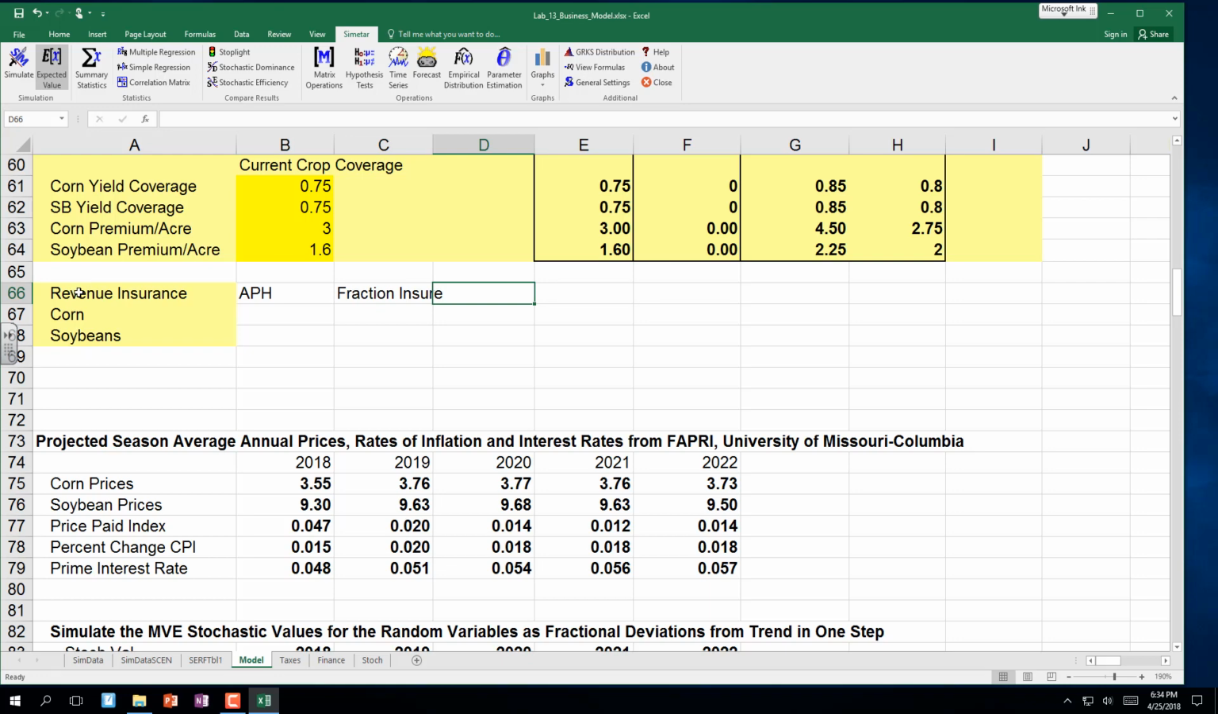And then we ought to try multiple fractions, but just do that for right now. Let's insure 70. We're corn farmers, so we're going to buy 85% coverage. And then you have a premium in dollars per acre. Let's say that's $12 for corn and $15 for soybeans.